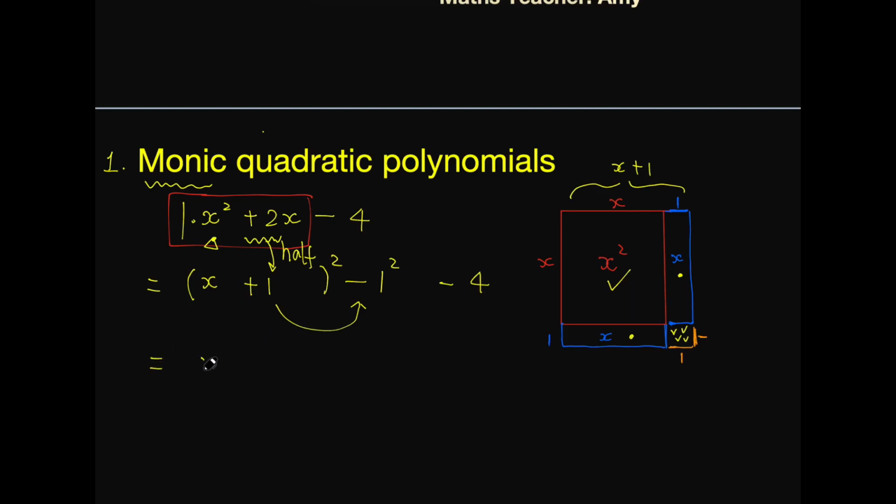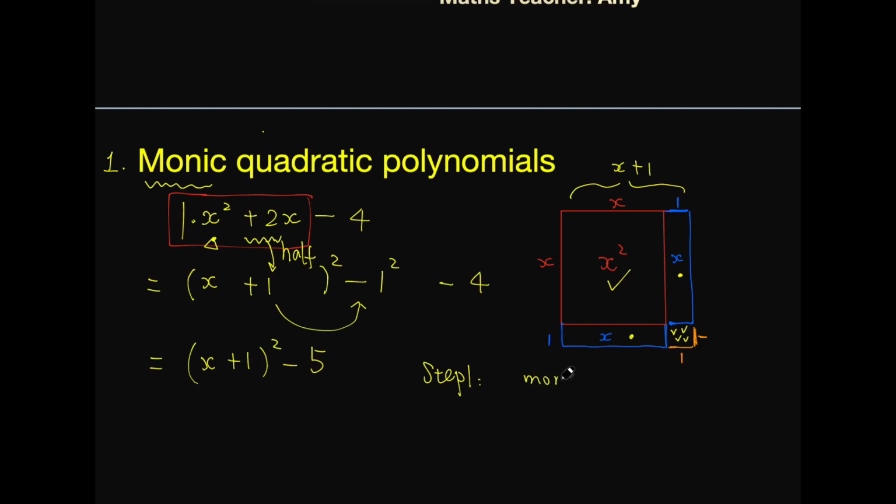Then we can simplify this expression. So here we have x plus 1 all squared, and then minus 1 minus 4. It means minus 5. Done. So when we have a monic polynomial, these are the steps for us to complete the square.